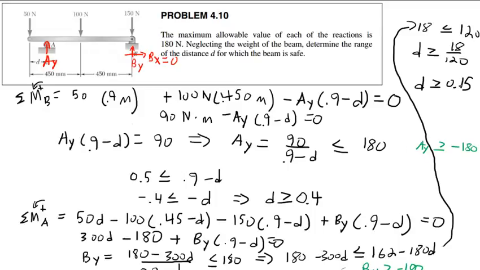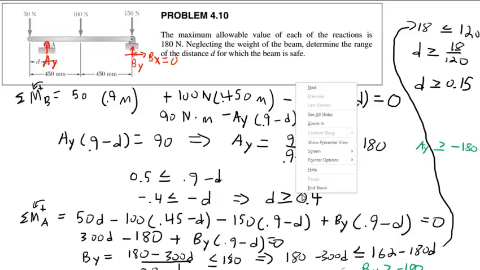The question is, someone's confused that we have both greater than 0.15 and greater than 0.4. Well, this basically is a subset of this. So we would restrict this to say, oh, D is greater than 0.4. This is the controlling case here. Okay, other questions?